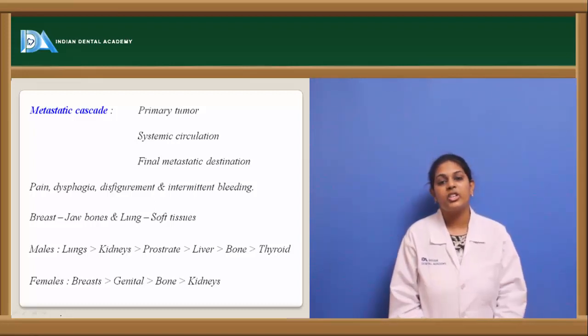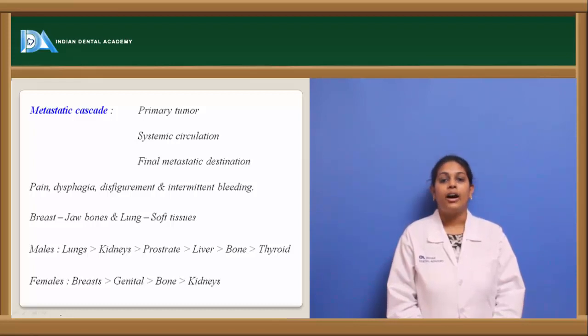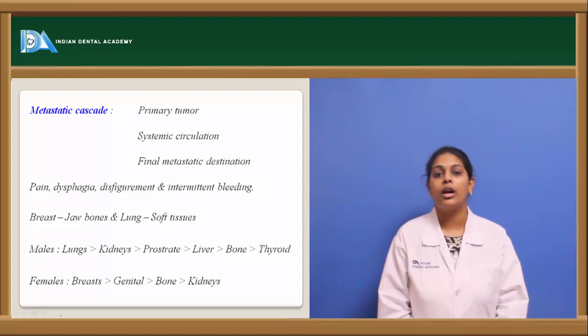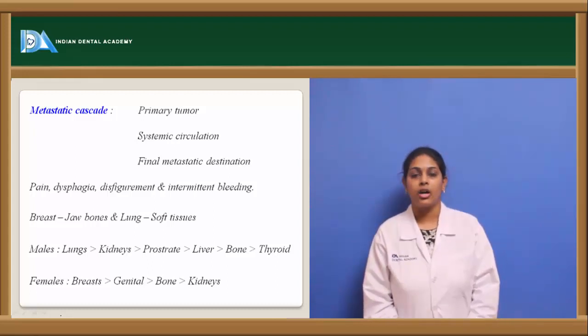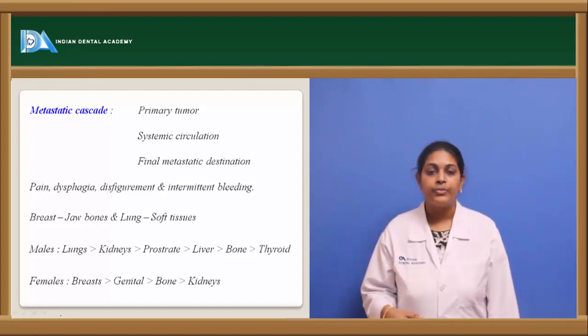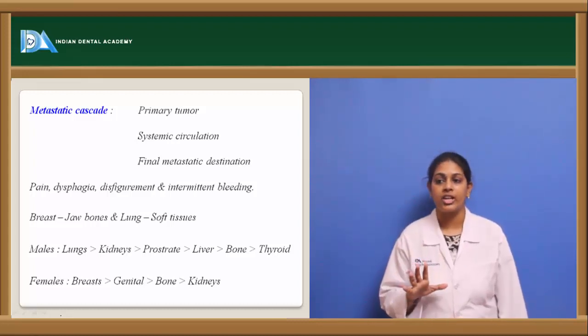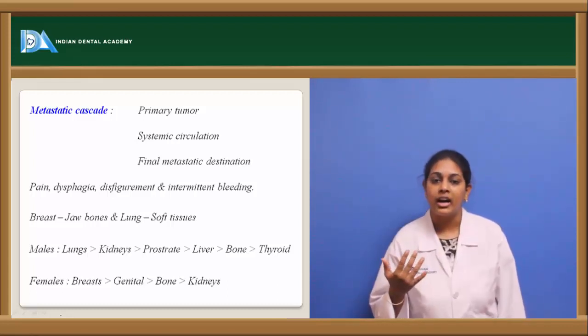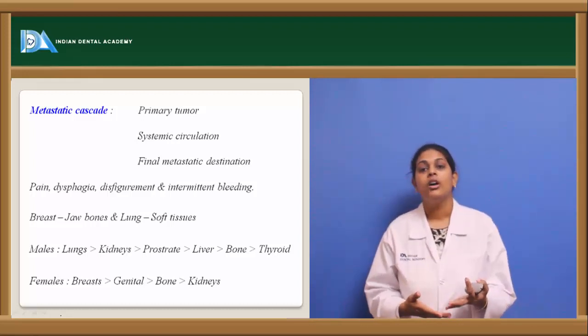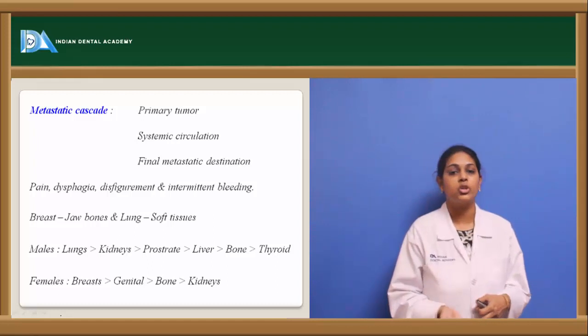Usually the patients might complain of pain and dysphagia, difficulty in swallowing. Since it is most commonly the mandibular molar region which is involved, they might have difficulty in swallowing. Other than that, if the tumor is aggressive in nature, that is, rapidly growing, which is a property of a malignant tumor, it might result in disfigurement of the face. And if it is secondarily infected, like ulceration or trauma of these secondary tumors, intermittent bleeding can also be seen.